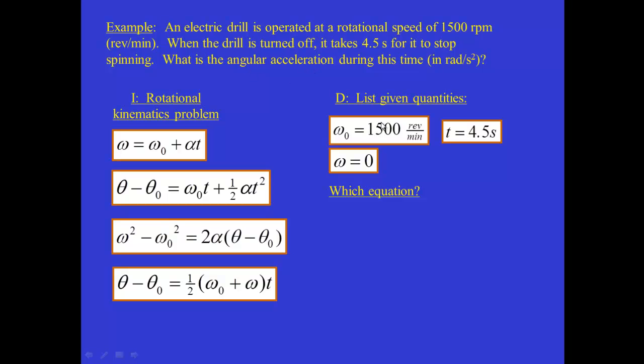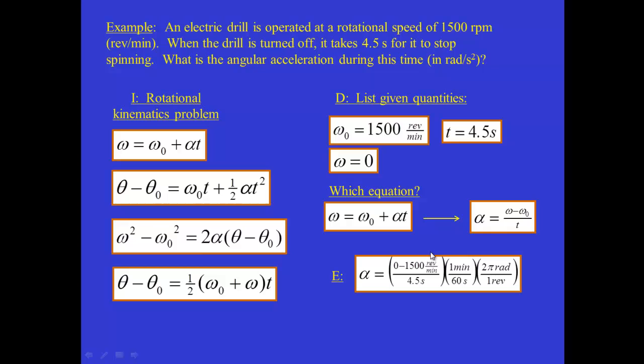So we need an equation that has these three quantities and alpha and nothing else. And sure enough, the first equation is exactly what we want. Omega, omega 0, alpha, and t. So we write that equation down. We want to solve for alpha, so we just do a little bit of algebra. Alpha is equal to omega minus omega 0 over t. Now we can evaluate. We can plug in the numerical values. Omega is equal to 0. Omega 0 is 1500 revolutions per minute. T is 4.5 seconds.